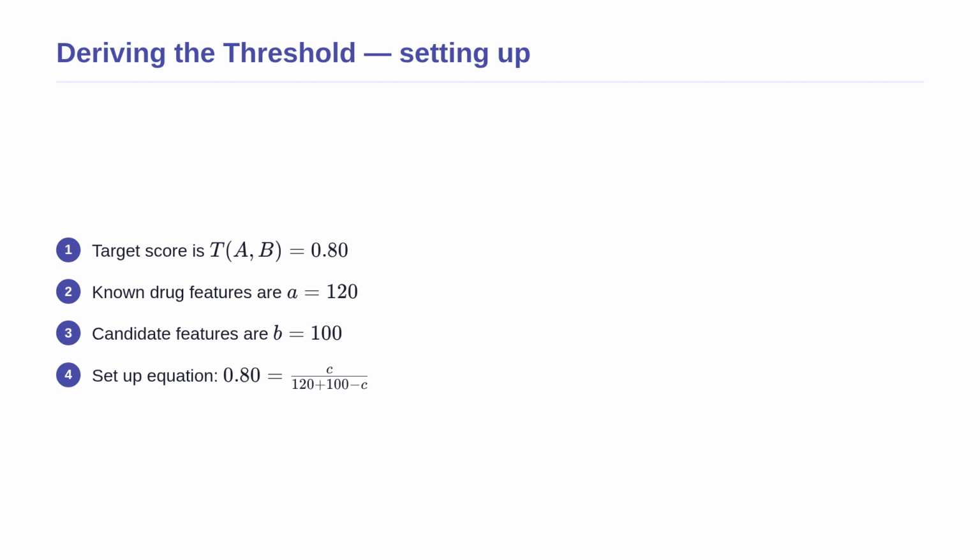We start by setting up our equation, plugging in 120 for A, 100 for B, and 0.80 for the target score. This chunk of our derivation establishes the baseline equation we need to solve.